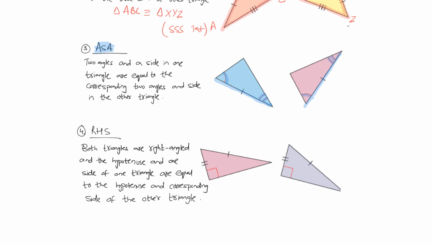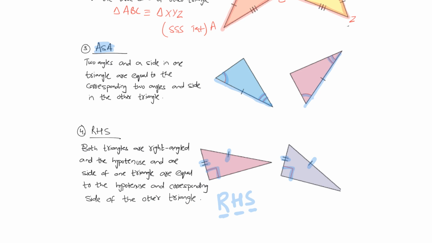And the last one is the right angle triangle. Let's say you have a right angle in each triangle, and the hypotenuse is equal, and one of the sides is also equal, then the two triangles satisfy the RHS test, which means right angle, hypotenuse and side. So both triangles are right angled and the hypotenuse and one side of one triangle are equal to the hypotenuse and corresponding side of the other triangle.